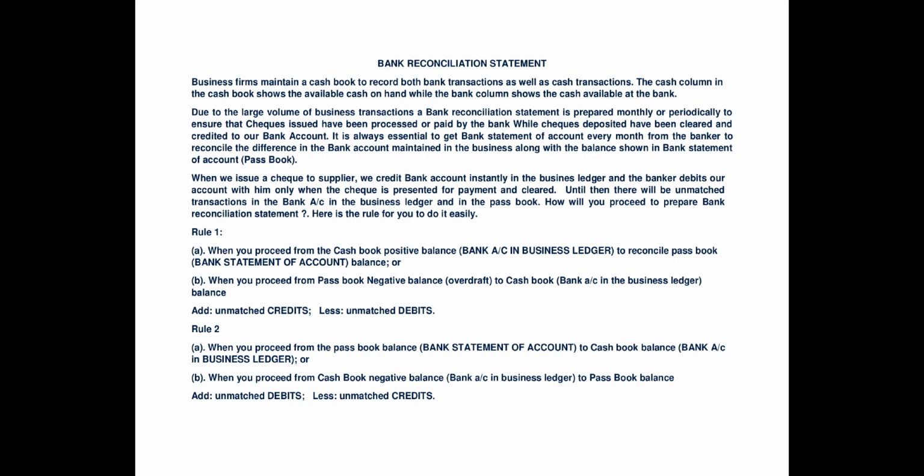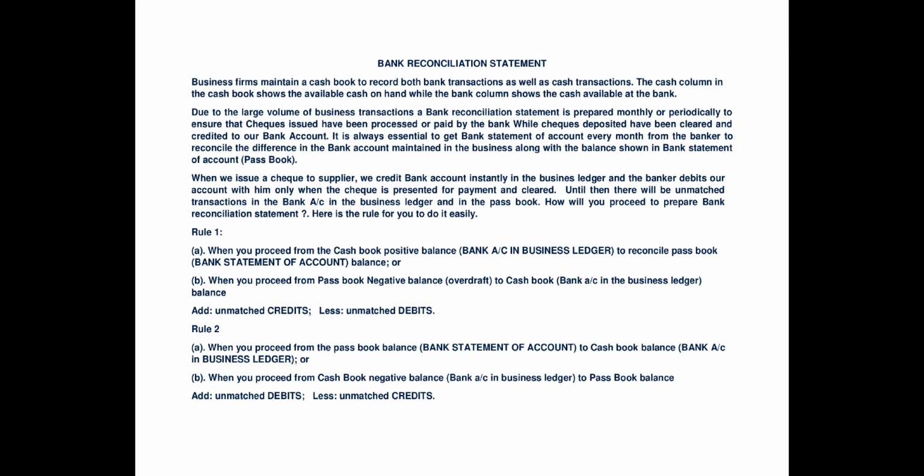When you proceed from the passbook to cash book, or from the negative overdraft cash book balance to find the bank book balance, you always add unmatched debits and less unmatched credits. Here also, when you proceed from the overdraft cash book balance, it should always be taken as a positive figure multiplied by -1 for the solution. And the resulting balance also should be multiplied by -1 to indicate the correct solution.